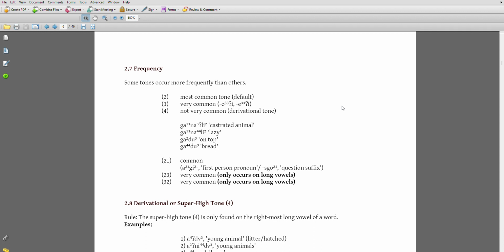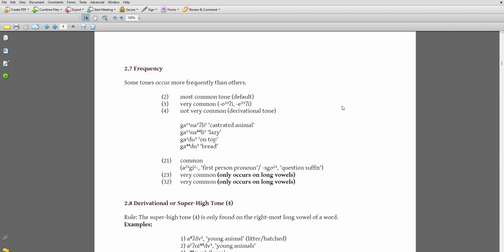So for instance, you see that on the prefix agi. That's 2-1, agi. First person pronoun, meaning me. And scone, that's the question suffix. You'll put that on a word you want to ask a question. Like, scone. Is it cold?